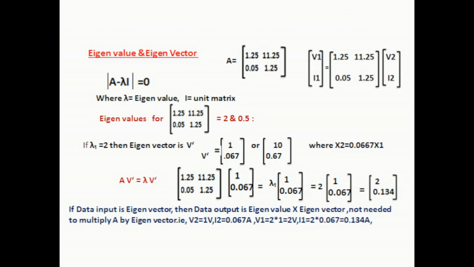If the data input is an eigenvector, then the data output is the eigenvalue into the eigenvector. It is not needed to multiply A by the eigenvector. That is, V2 equal to 1 volt, I2 is equal to 0.067 ampere. Then V1 equal to 2 into 1 equal to 2 volt, I1 equal to 2 into 0.067 equal to 0.134 ampere.